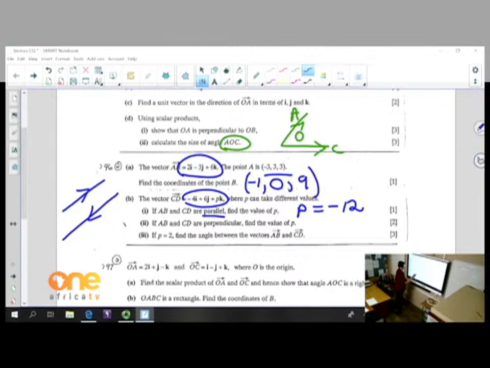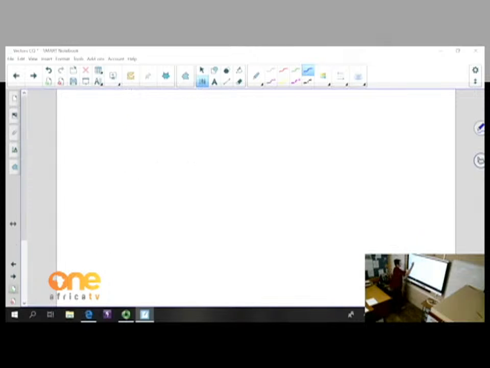Now the next question is when they are perpendicular. What happens if they are perpendicular? So this is now question 2, B2. And they will be perpendicular if what? We said if A dot B is equal to 0, then they will be perpendicular. So that's how we're going to find it, if A dot B is 0.